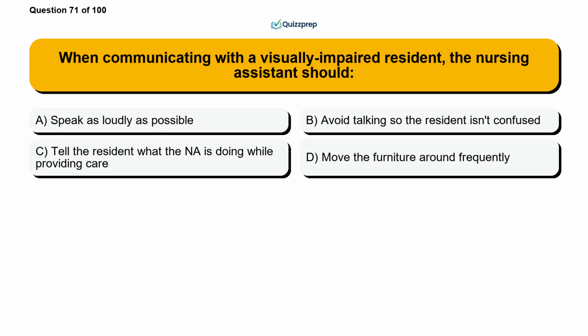Question 71. When communicating with a visually impaired resident, the nursing assistant should: Option A, speak as loudly as possible. Option B, avoid talking so the resident isn't confused.